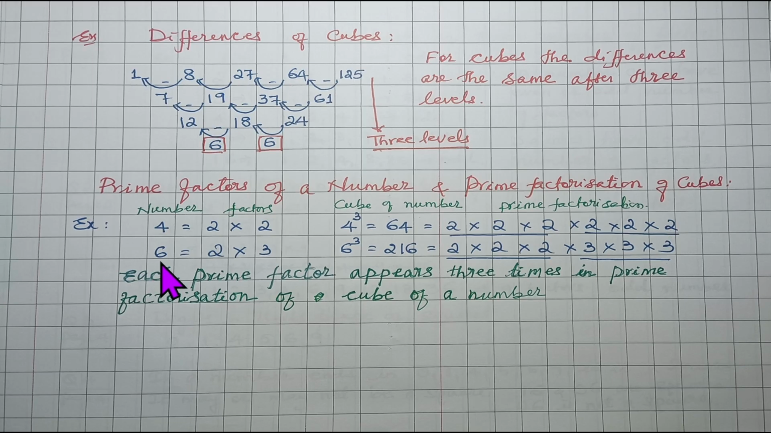So please remember that. If I take 6, the factors of 6 are 2 and 3. Now in 6 cube, that 2 becomes a triple and 3 becomes a triple, and when you multiply you get 6 cube. So each prime factor appears 3 times in the prime factorization of the cube of that number. So in a number, if the prime factors are 2 and 2, in cubes they will become triples. If the factors are 2 and 3, they will become triples in that cube, that is 6 cube. So like that we understand how the factors multiply themselves in a cube of any given number.